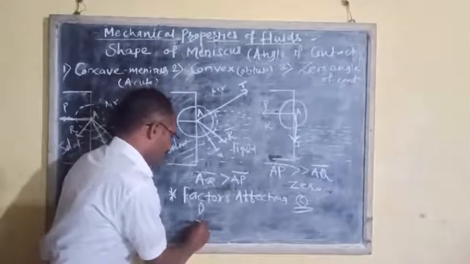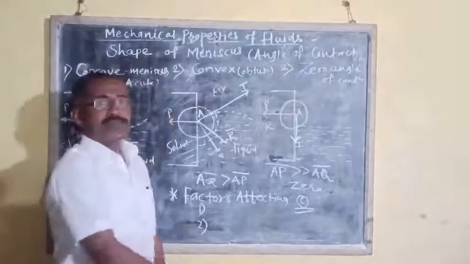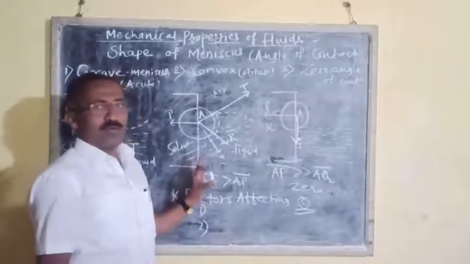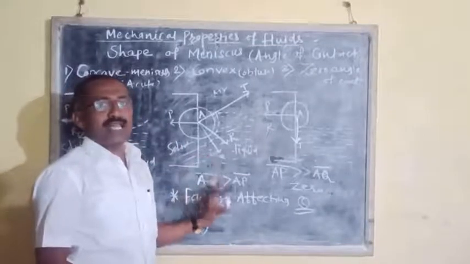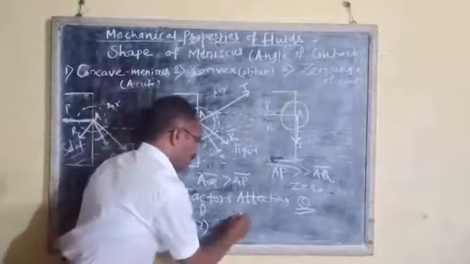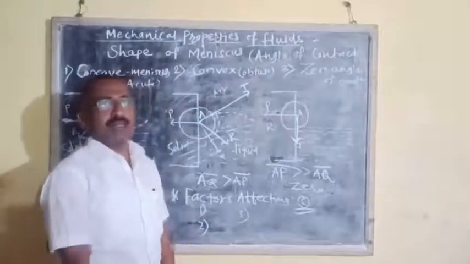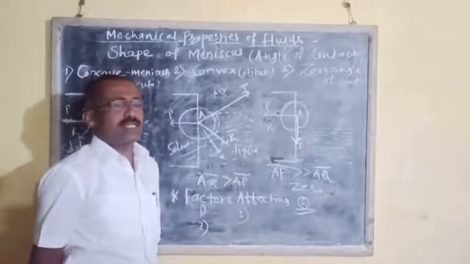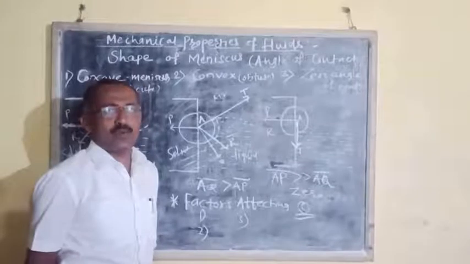Second, the impurity added changes the angle of contact. And third, the temperature also affects the angle of contact. That is, an increase or decrease in the temperature changes the angle of contact.